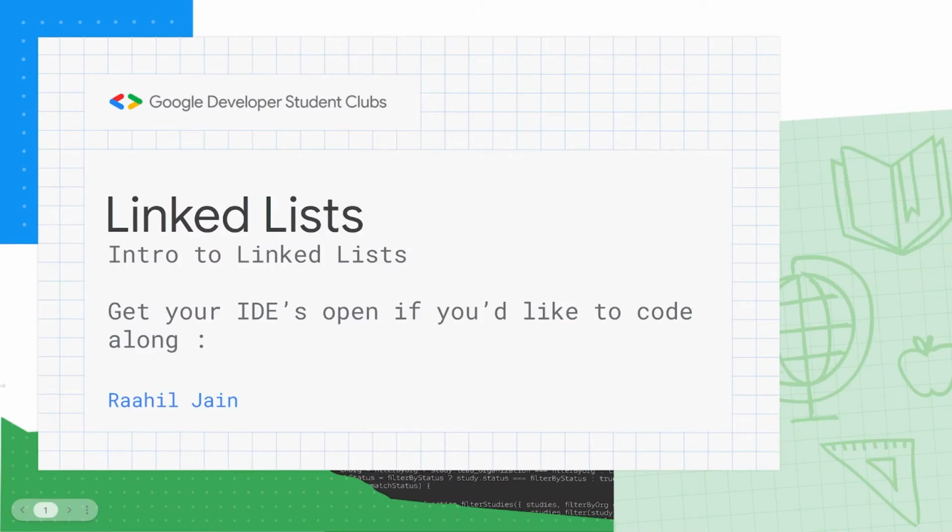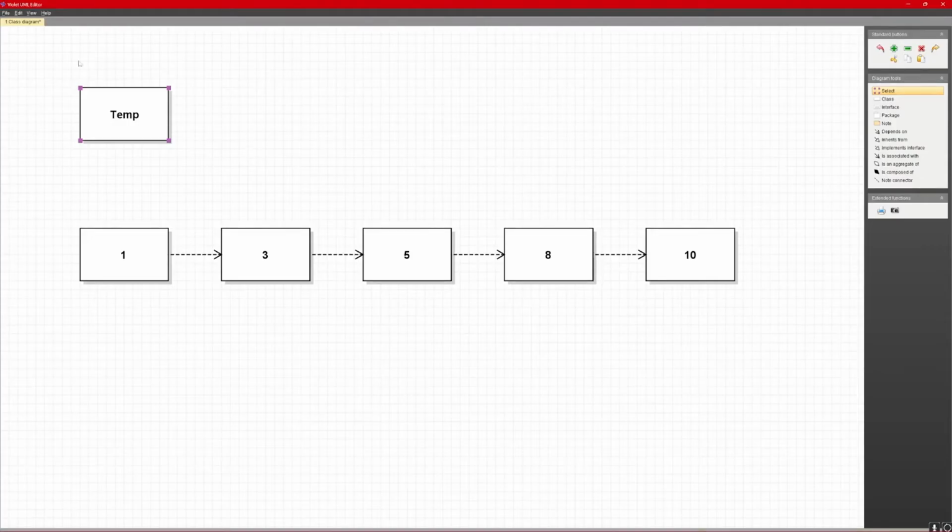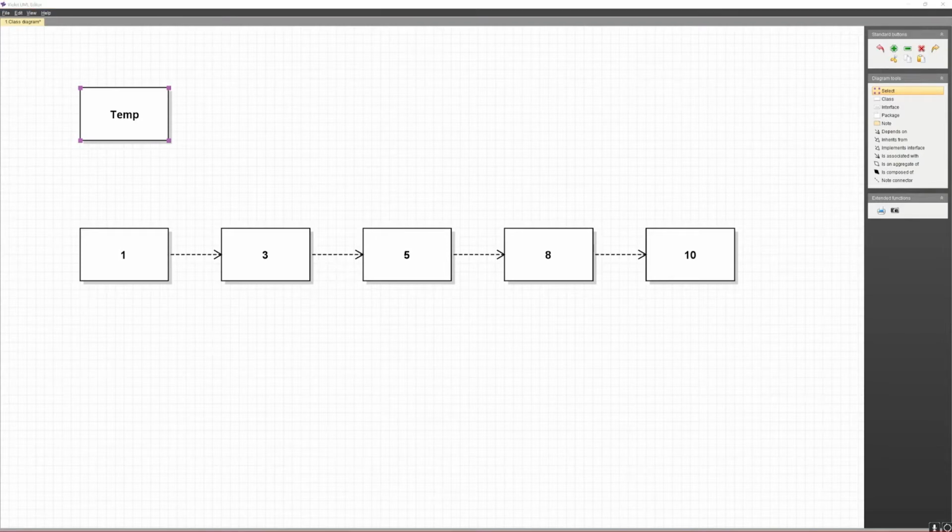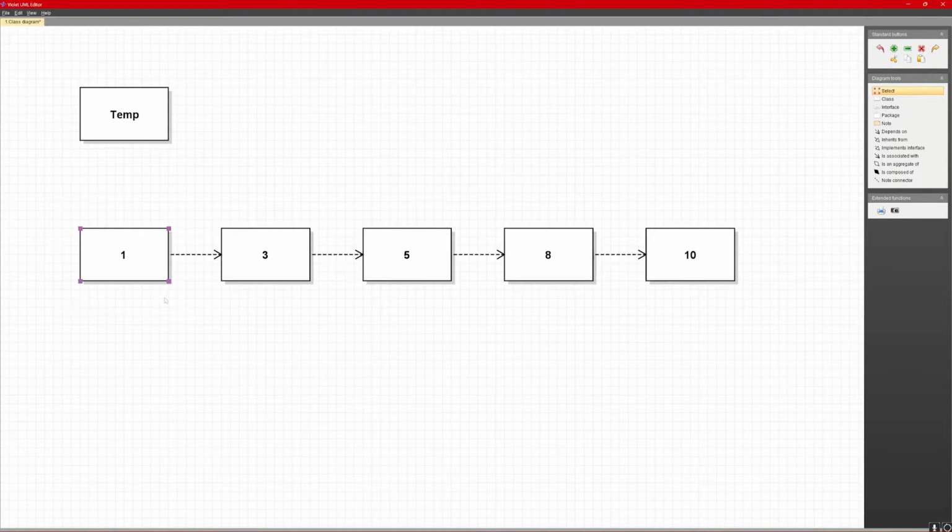Okay, so today I will be talking about linked lists, and you can open up your IDE if you want to code along, but first I'll start off with some more conceptual stuff. If we take a look here, I just have Violet open with some boxes, and these are meant to each represent list nodes. This would be a single list node, this would be another, another, another, and another.